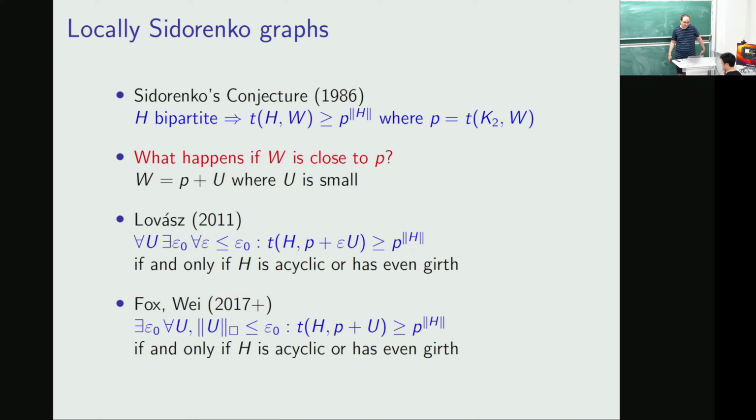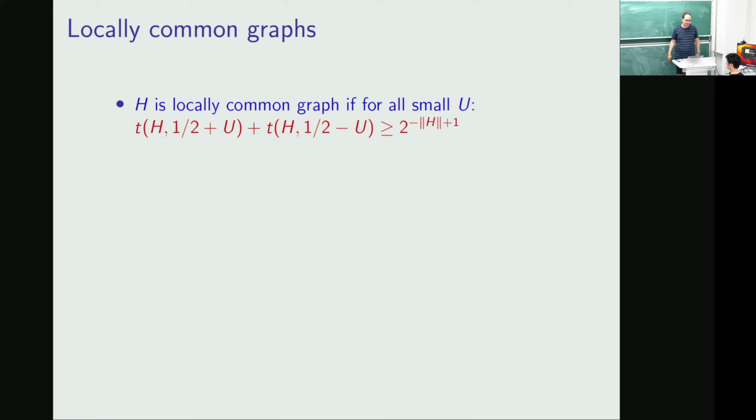And it similarly makes sense to look at the common graphs in the local setting. So I will be looking at the coloring, and I will put a bound on a perturbation. I will say that H is locally common if, when I look at the number of copies, and say I increase one color by U and decrease the other color by U, it will not decrease below the bound given by the random coloring.